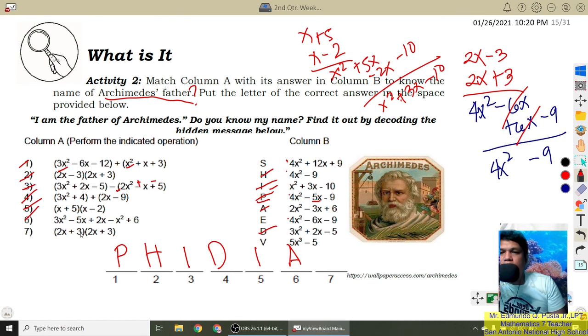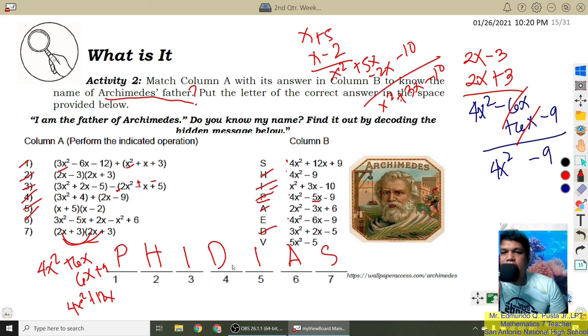Next, the last one, 2x plus 3 times 2x plus 3. So we have this one. Ayan, pakita na natin. 4x squared. This one, 6x. Okay, and then this one, 6x, and then we have 9. So we have 4x squared plus 12x plus 9. So we have the answer. The father of Archimedes is Phidias. Okay, Phidias.